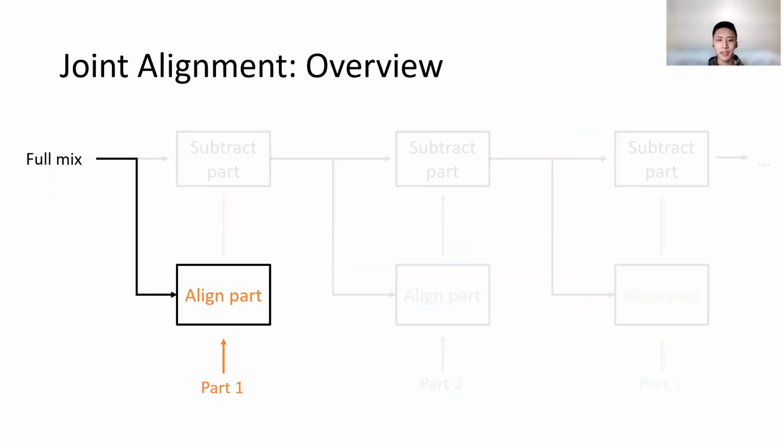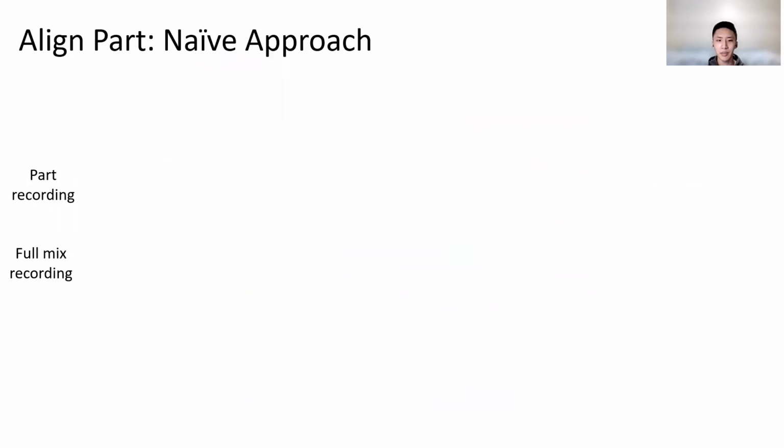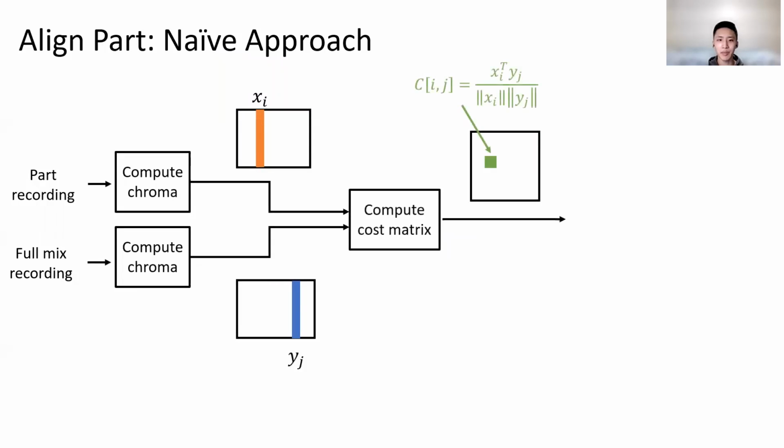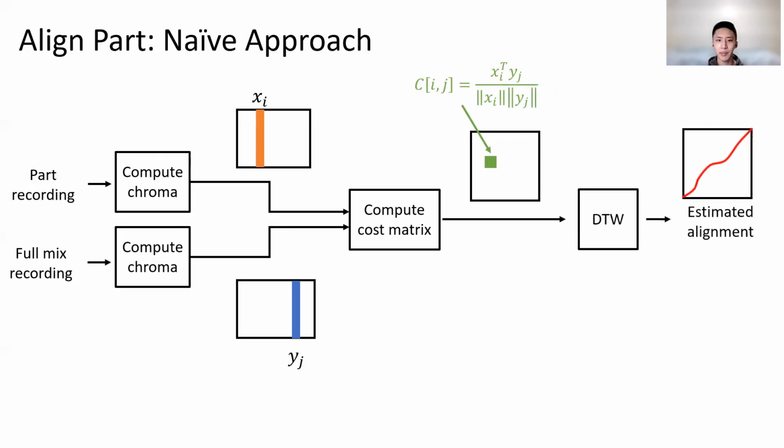First, we describe the process of aligning a part. A standard approach to aligning 2 music recordings has 3 steps. The first step is to compute chroma features on both recordings. The second step is to compute a pairwise cost matrix based on a cosine distance metric. The third step is to use DTW to estimate the alignment. However, the problem with this approach is that because we're comparing a solo part to a full mix containing multiple parts, this penalizes the full mix for having spectral energy from the other parts.